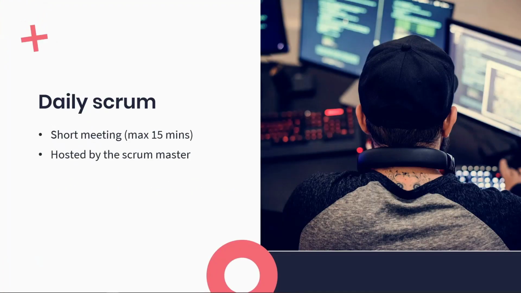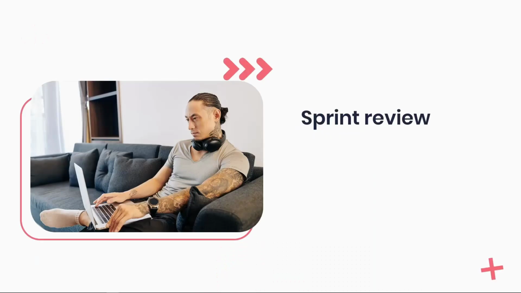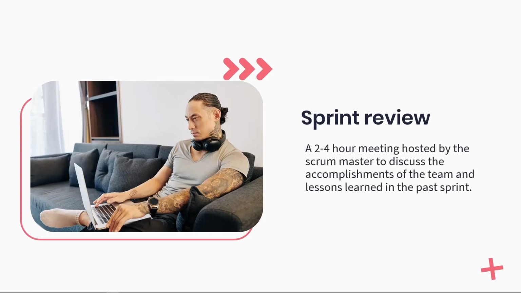Daily Scrum, a short meeting of about 15 minutes hosted by the Scrum Master to discuss what was delivered on the previous day, set the day's activities, and talk about what is planned for the next day. This is used as a tracking method for the team's progress. Sprint Review, a 2 to 4 hour meeting hosted by the Scrum Master to discuss the accomplishments of the team and lessons learned in the past sprint.